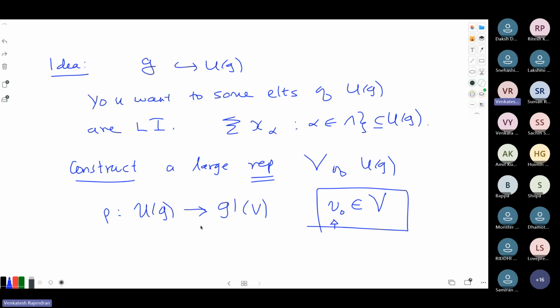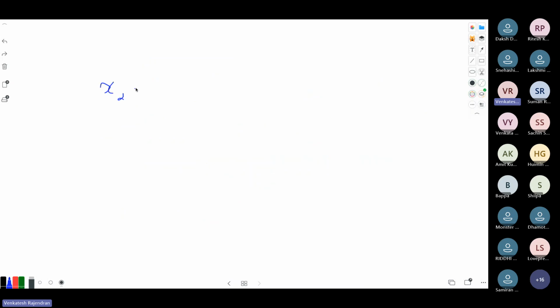Then you take all these elements that you want to show are linearly independent, and look at their action on this vector v_0. So this is a subset of V. Look at X_α v_0, where α is in capital Λ, all possible images of v_0 under X_α. Suppose you know this set is linearly independent, then that implies that the X_α are linearly independent.